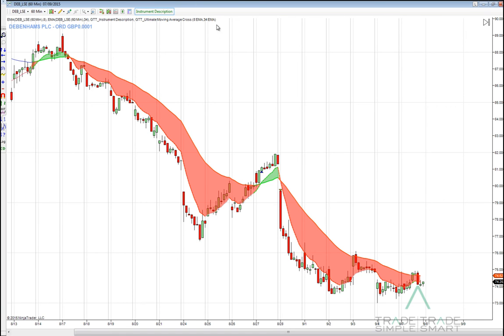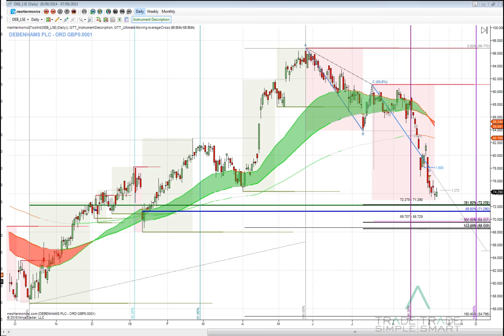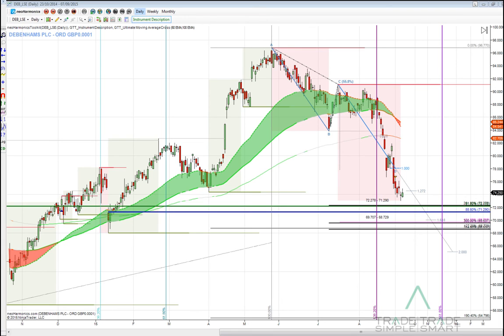So in terms of Debenhams, once the AB equals CD has terminated, which we're looking for at 69.70 to 68.72, we'll be looking for a moving average cross of the 34 and the 8 on our 60-minute time frame, and then we'll be buying into the stock. Now, in terms of our targets, we're going to be looking at a first target of 91.10 and a second at 96.80. So 91.10 is our first target, and then 96.80 will be our second.